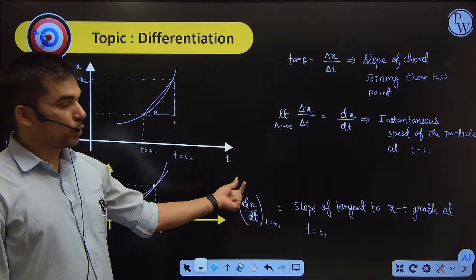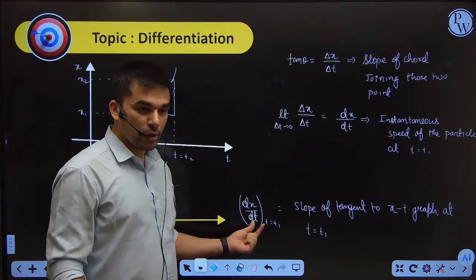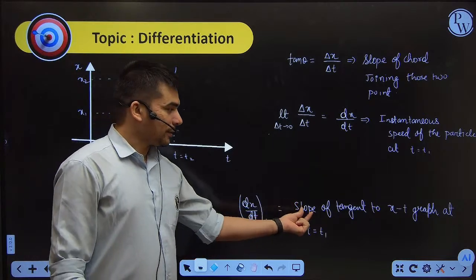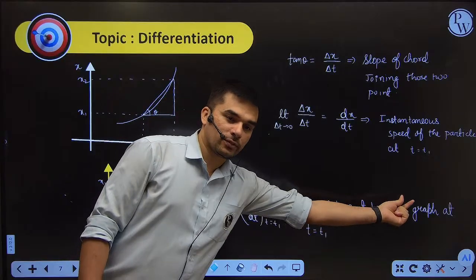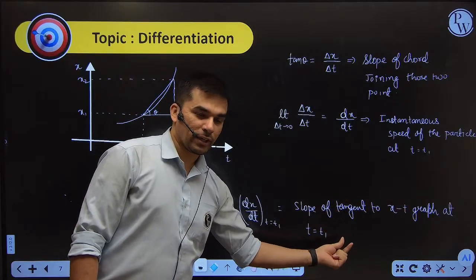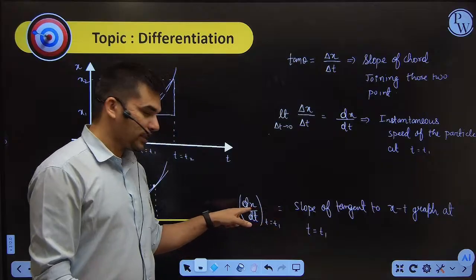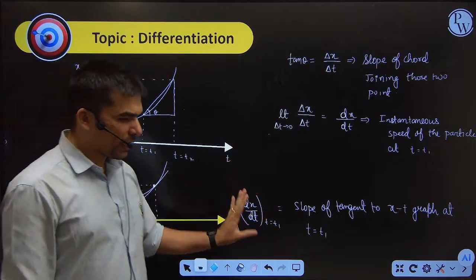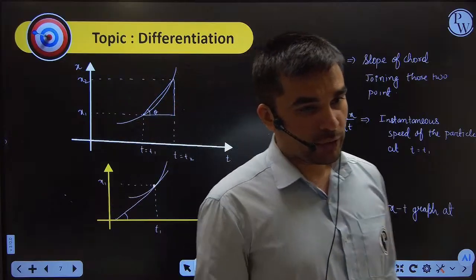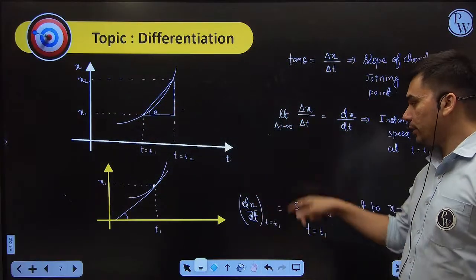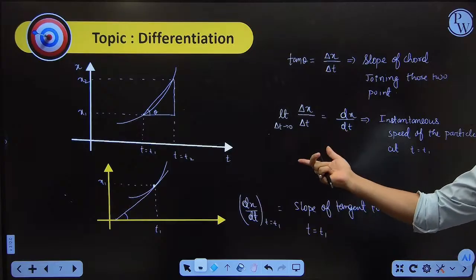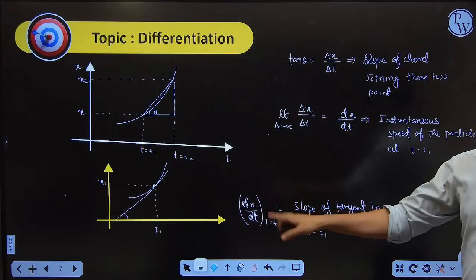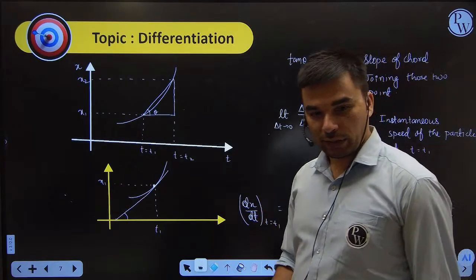Geometrical meaning of derivative or differentiation says what? The slope of tangent to x versus t graph at t is equal to t1 can be calculated by finding out this function dx upon dt at that point. What is the method to calculate this? That we will see. But you can now understand that if I have a graph given to me, slope of tangent, if I want to find out at a particular point, I'll simply calculate dx by dt at that point, and that will give me the answer.